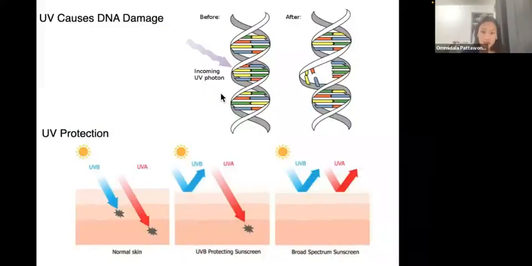Even though UV is necessary for the production of vitamin D in humans, too much exposure can cause DNA damage that eventually might lead to skin cancer. And broad spectrum sunscreen can help protect us from both UVB and UVA.